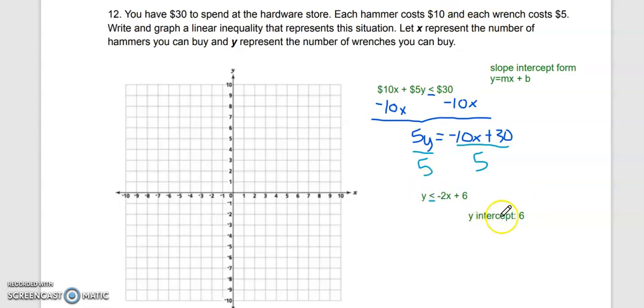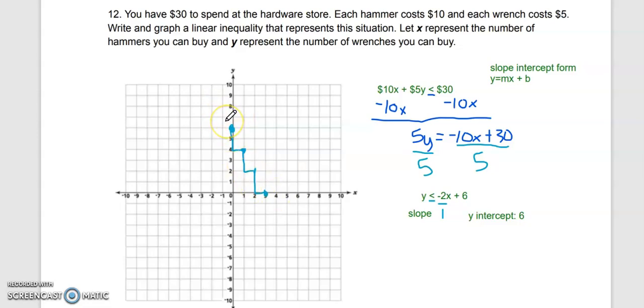Let me put my y-intercept on my y-axis at +6. So 1, 2, 3, 4, 5, 6, so right here. And then my slope, the number in front of x, is going to be -2/1. So this is my slope. -2/1 means I'm going to go down 2, because negative means go down, right? I'm going to go down 2 and to the right 1. So down 2 to the right 1, down 2 to the right 1, down 2 to the right 1.